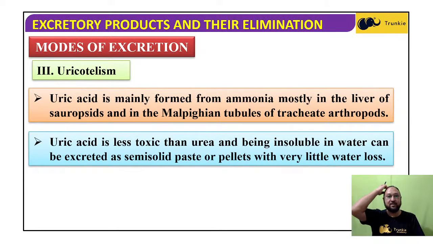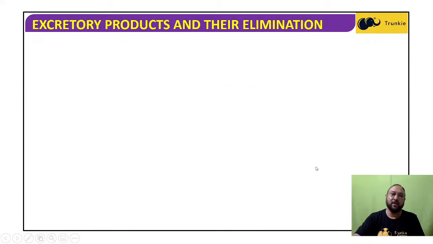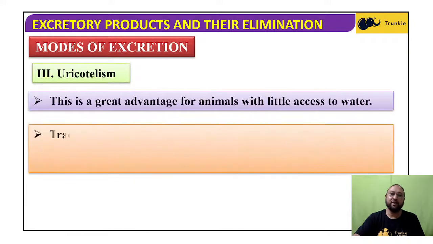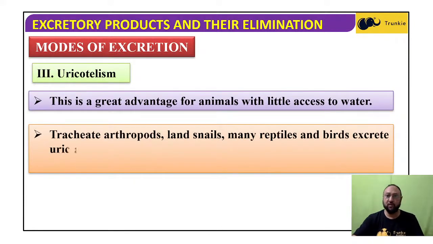Uric acid is found in some insects, arthropods and sauropsids, in the liver of sauropsids. Uric acid, less toxic than urea and being insoluble in water, can be excreted as a semi-solid paste or pellets with very little water loss. Animals which have to conserve water, which have less water content in their body or less access to water, will have uricotelism, like in tracheate arthropods. This is a great advantage for animals with little access to water, like birds.